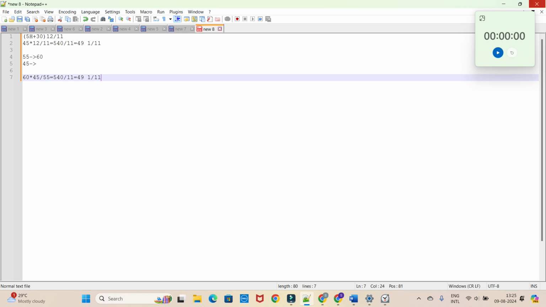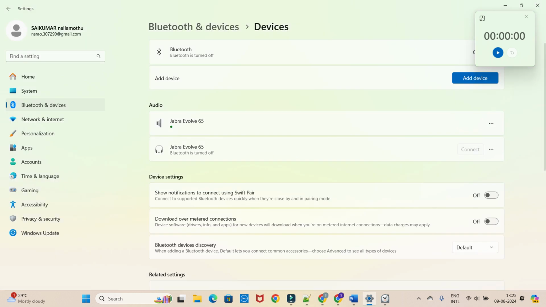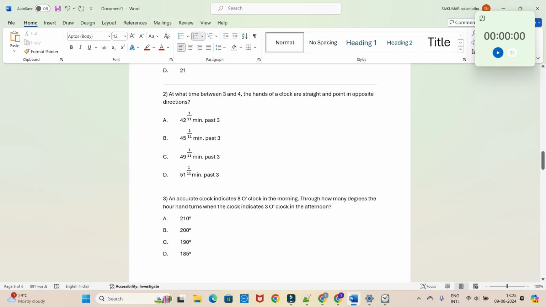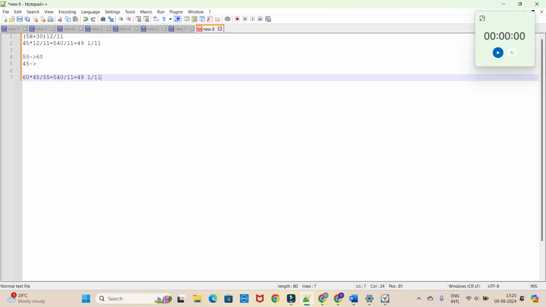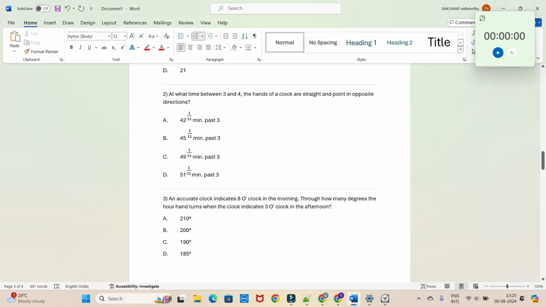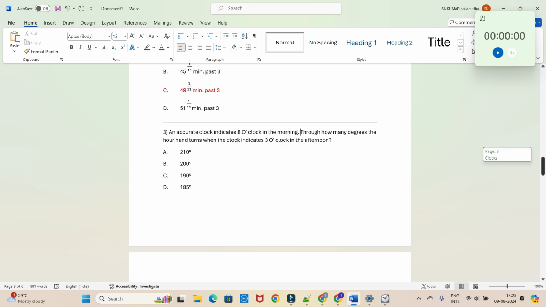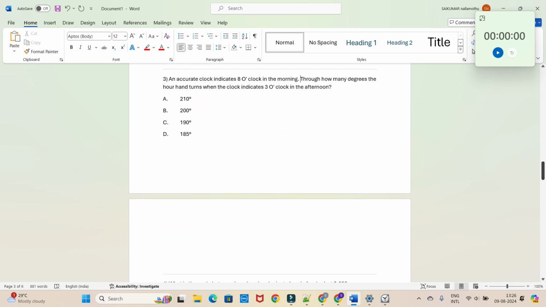So this is how you can do it. That is 49 1/11 minutes past 3, so this is option 3. Next one. I'll give you one more minute to solve this. Your time starts now.